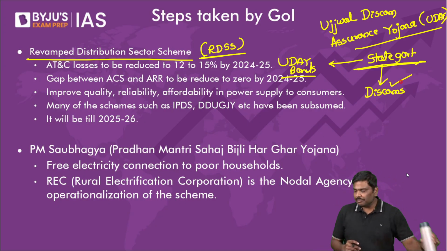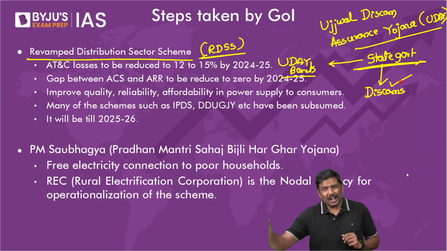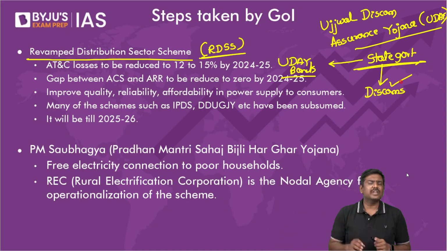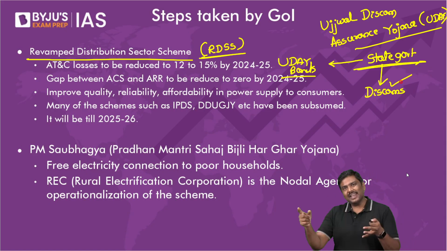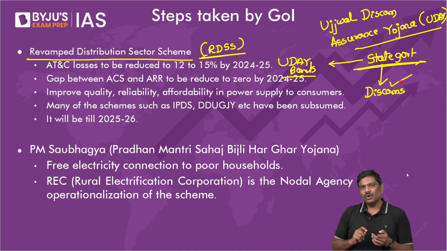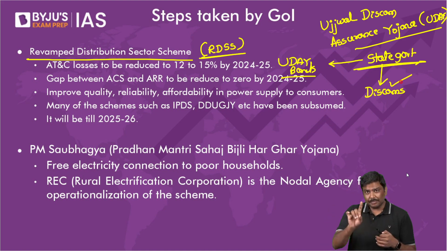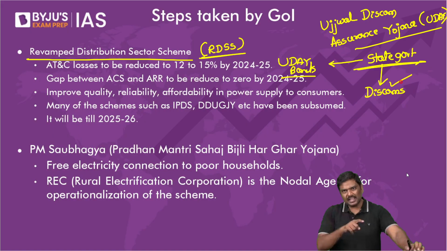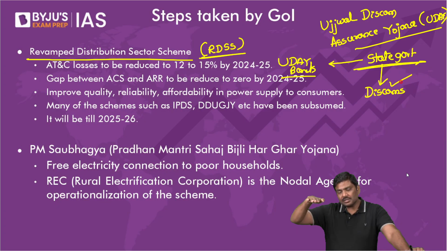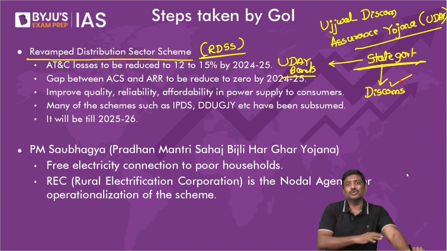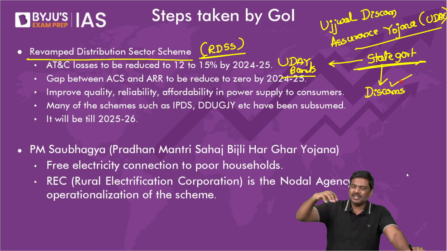This scheme was implemented by the central government, but under the Uday scheme, targets were given. What kind of targets? The gap between ACS and ARR must be reduced to zero. All of you understand the importance of this? I'll repeat it again. The gap between ACS and ARR must be reduced to zero. And the AT&C losses, which are very high, should be brought down below 18%, below 17%. These targets were not met by the states. They were not able to meet these targets.